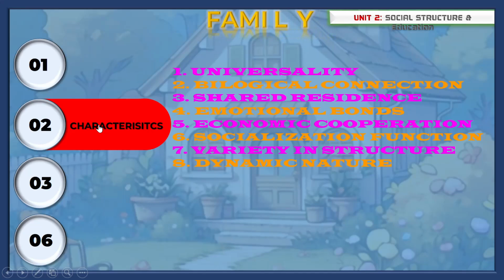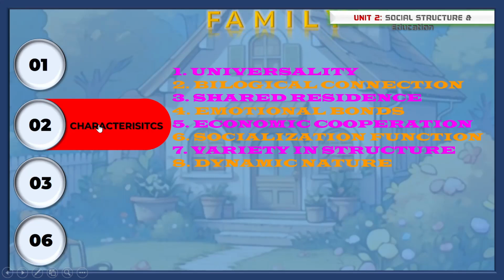Then sixth one is socialization function. The primary characteristic of a family related to the socialization function is that it acts as the fundamental agent for teaching individuals norms, values, beliefs, and customs, preparing them for their roles in society.